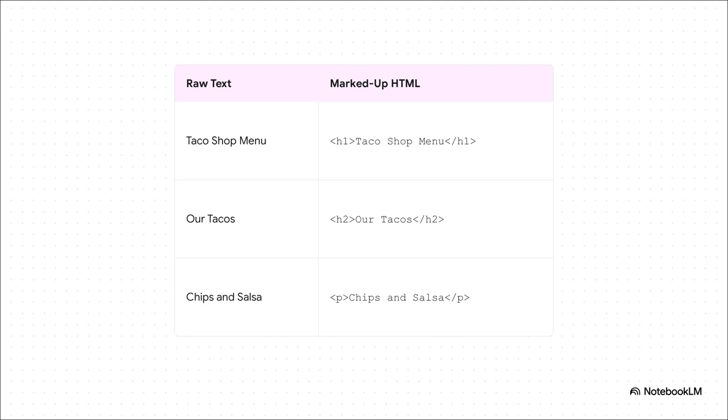And this right here is a perfect example of what I mean by markup. Over on the left, you've just got raw text, taco shop menu. But on the right, we've wrapped that text in what we call tags. See that H1? That tells the browser, hey, this is a top-level heading. And the P? That means this is a paragraph. We're not changing the words themselves, we're just annotating them. We're giving the browser instructions on what this text is supposed to be.